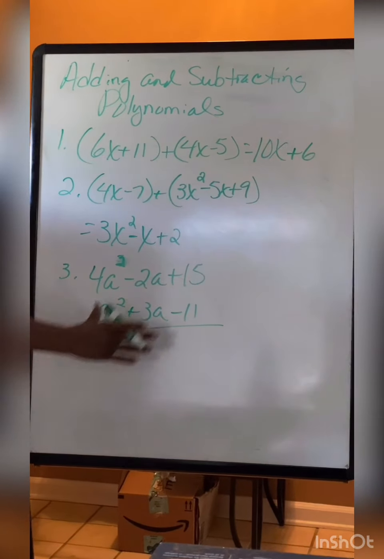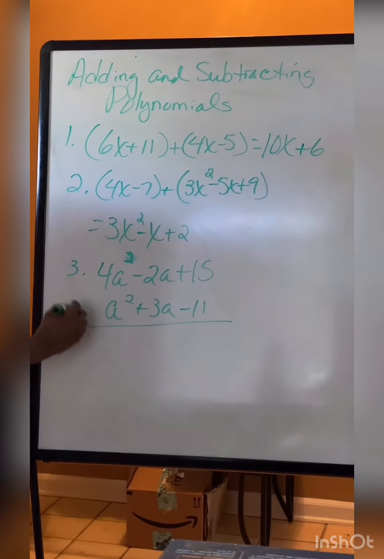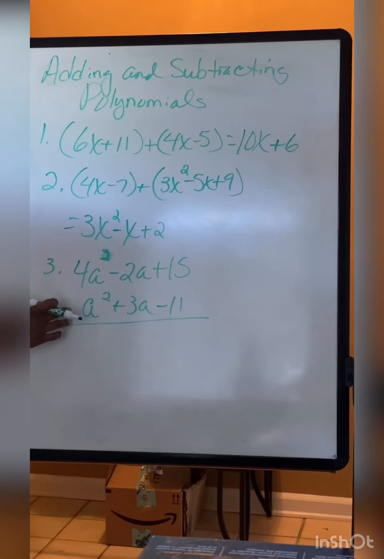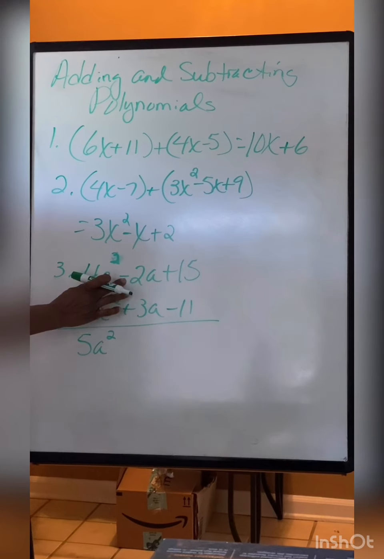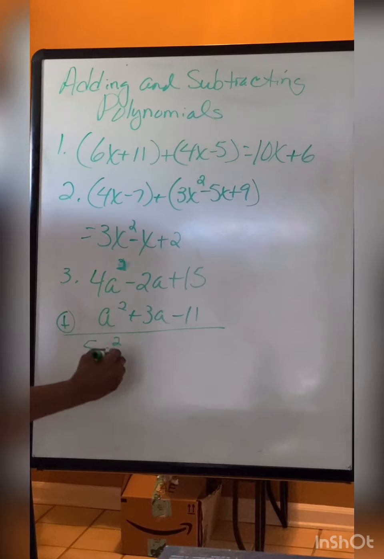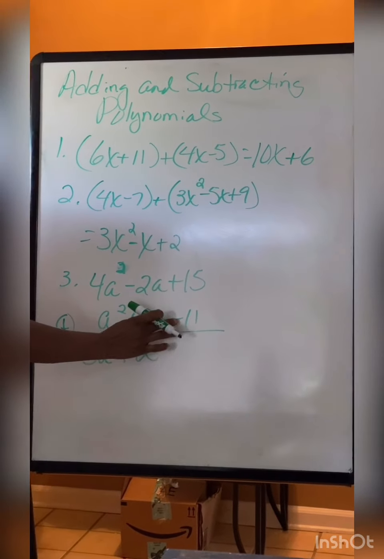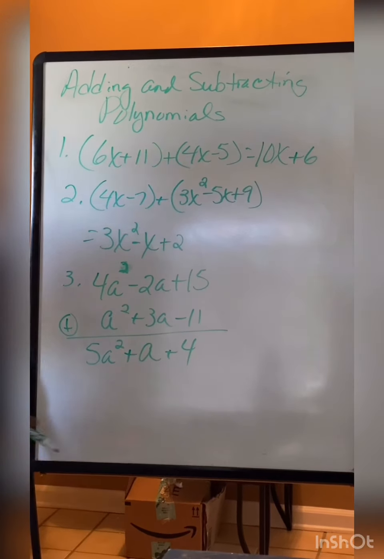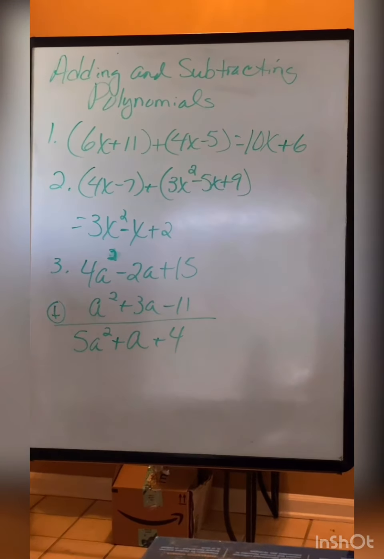In vertical form, the like terms are already lined up. So I am adding 4a squared plus 1a squared. 4 plus 1 gives me 5, so I get 5a squared. A negative 2a, and I want to combine a positive 3a to it. I end up with a positive 1a. And then I have a positive 15 and a negative 11, and when I combine, I get a positive 4. So my answer is read as 5a squared plus a plus 4.